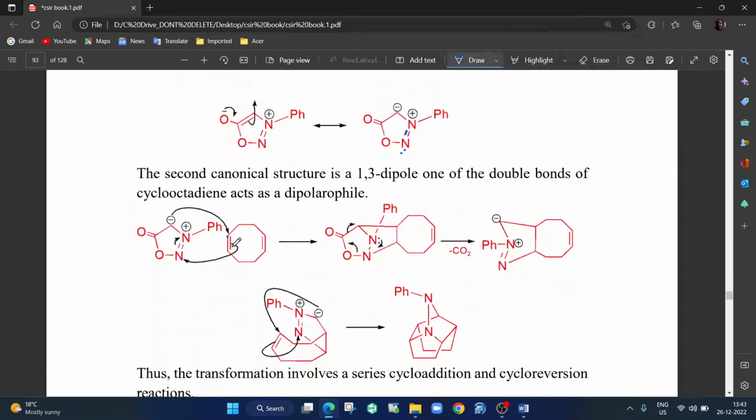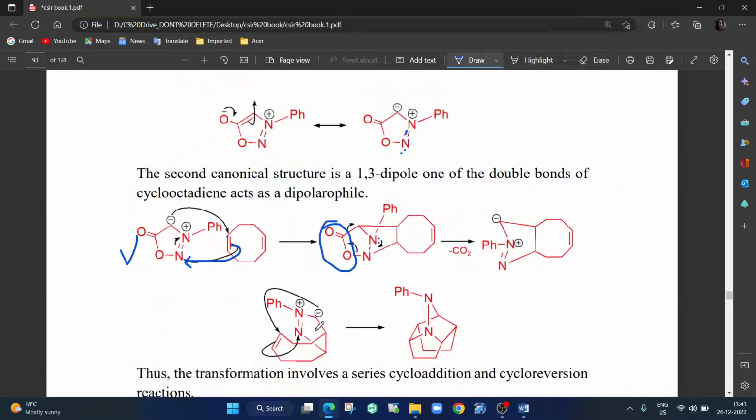one of the double bonds, not tetraene, diene, sorry, will act as a dipolarophile. So this goes and attacks here. We saw very clearly it was not attacking on a positive charge, it attacks on the positive polarity. This comes here, this goes and you get this. So this is the first step, the cycloaddition. Next what happens is the reversion, this comes out and this carbon CO3 is lost, so cycloreversion, you get positive charge.